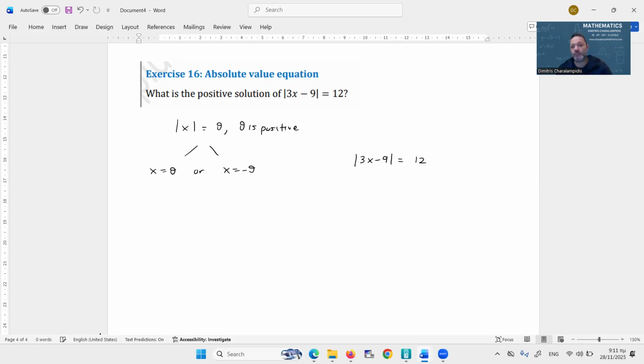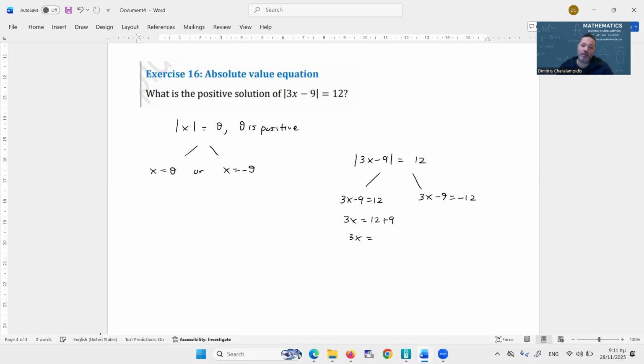The absolute value of 3x minus 9 is 12. This means that either 3x minus 9 is 12 or 3x minus 9 is equal to negative 12. And then I'm going to solve each one of these separately.